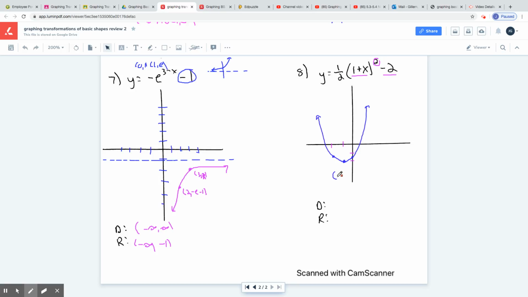So I'm at, what is that? -1, -2. This is at 0, -1.5. And this is at -2, -1.5. The domain is everything, -infinity to infinity. The range is from -2, sorry, it should be a bracket, to infinity.